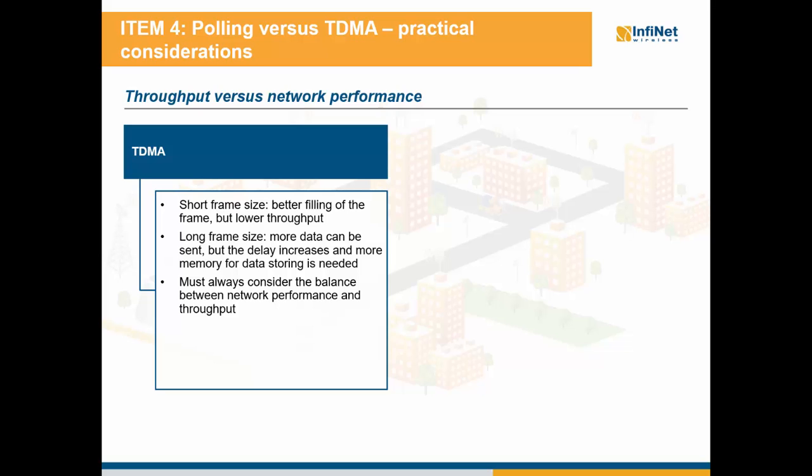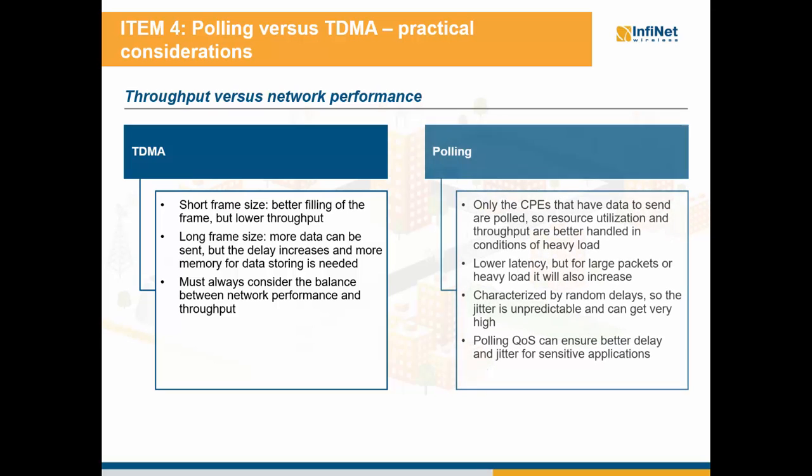In TDMA, if a CPE has nothing to send or cannot fill the entire TDMA frame, it still has a fixed allocated time slot. However, in polling, only the CPEs that have data to transmit are given permission to transmit. Also, the load of the CPEs is taken into account in polling, as I said before, and these aspects of polling improve the throughput and the efficiency in conditions of heavy load.